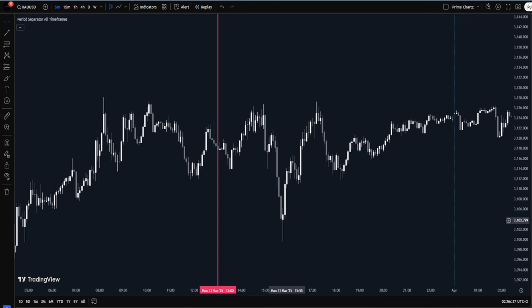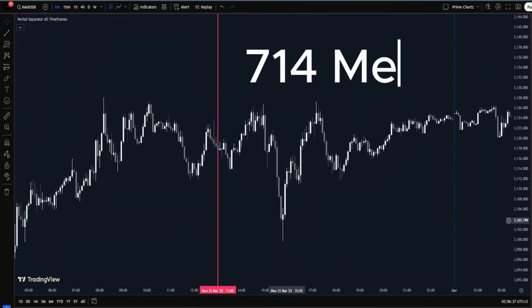Before you even think about entering a trade using the 714 method, there are 3 crucial steps you need to take to properly set up your chart. And trust me, these steps are non-negotiable. If you skip them or get them wrong, your entire strategy could fall apart, and we don't want that. So let's break it down step by step.